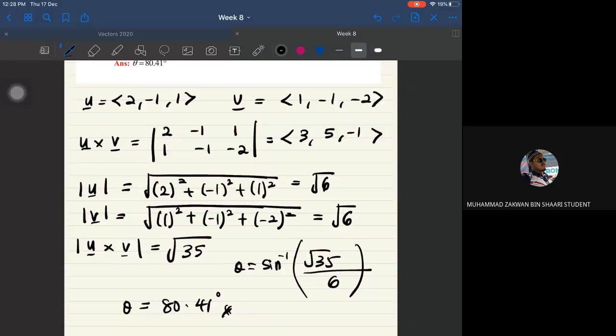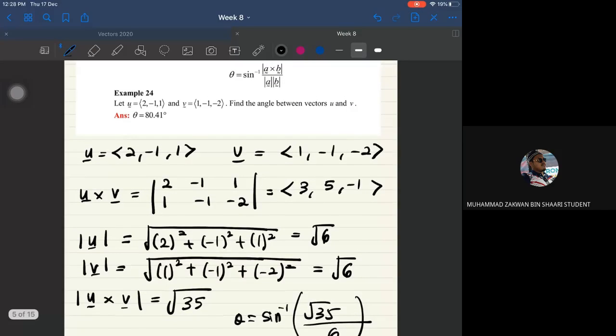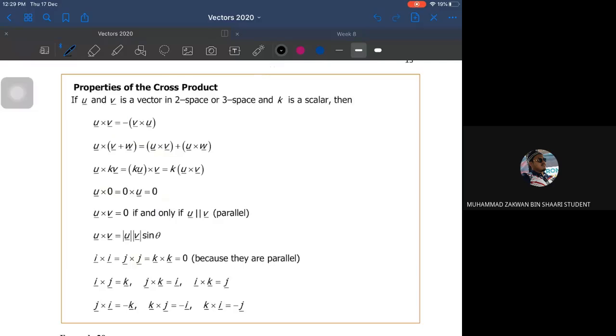Are you done? So, saya hanya letak satu example je dekat sini. If you want to try, you boleh ambil soalan dekat angle between vector yang dot product, tapi cuba cari menggunakan cross product. So, you should get the same angle. Okay, so you can try on your own for that one. Okay, take a look at this properties of cross product.